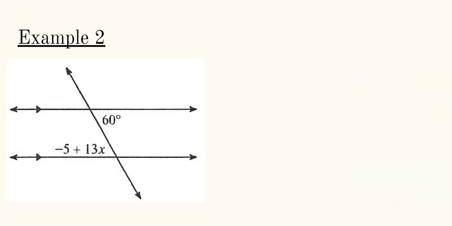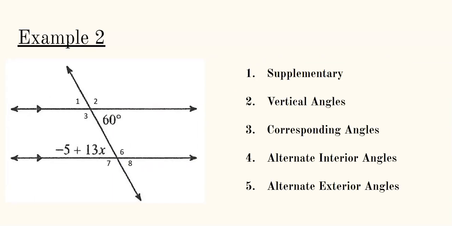Okay, now let's move on to example 2. So here's my problem right here. Let's go ahead and put our numbers to the angles. And so what definition would I use to solve for this? Would I use supplementary? I can't use supplementary because 60 is here, and then the negative 5 plus 13x is here, so they're not next to each other. So that's out of the picture. What about vertical angles? Can't use vertical angles because they would have to be diagonal from each other, so that doesn't work. What about corresponding angles?